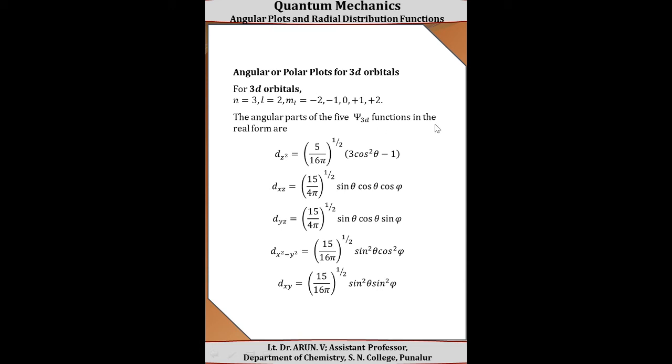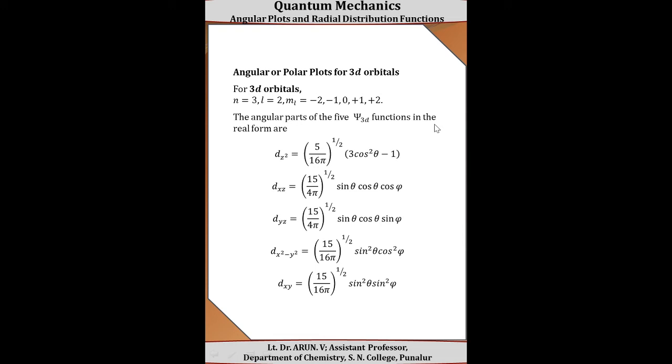That is, the first one is dz square, that is equal to (5/16π)^(1/2) (3 cos square theta minus 1). The second one is dxz, that is equal to (15/4π)^(1/2) sin theta cos phi cos theta. And the third one is dyz, that is equal to (15/4π)^(1/2) sin theta cos phi sin phi.